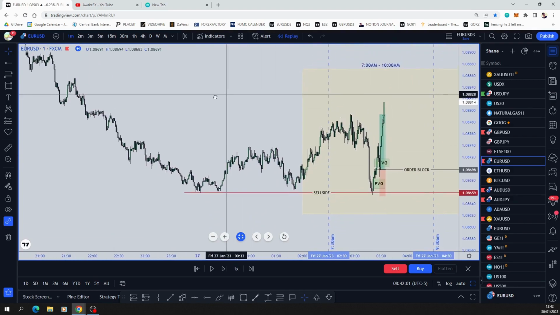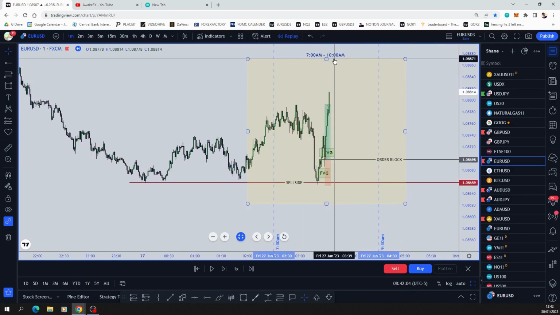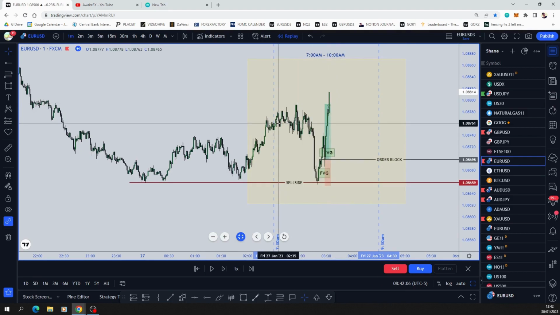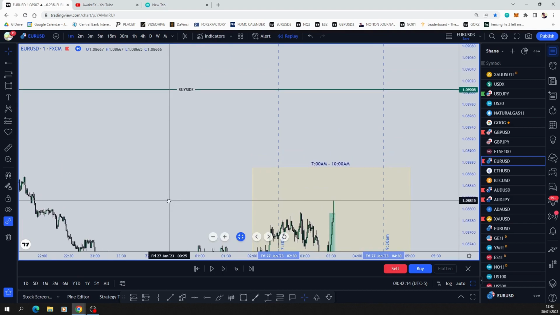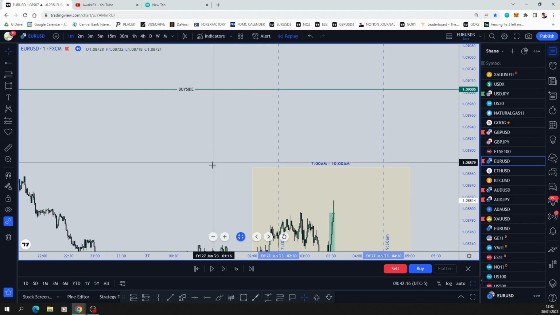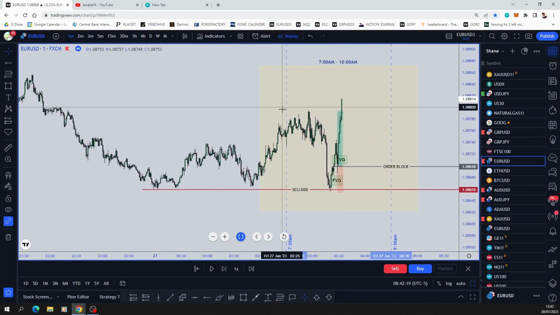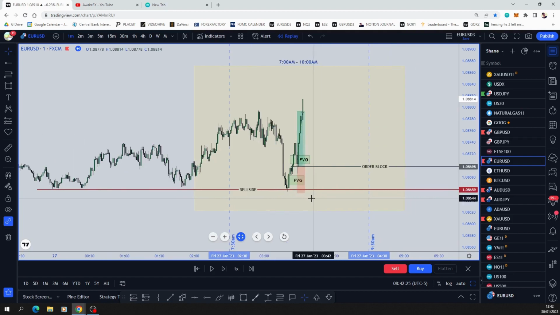Okay, so as a recap, it was 7 a.m. to 10 a.m. GMT time. We set up our 7:30 a.m. to 9:30 a.m. time slot. We had our sell side here below the market. We had our buy side above the market, which it never came close to. Price moves down, takes out the sell side. So we're considering a long, and then we're looking for a setup.